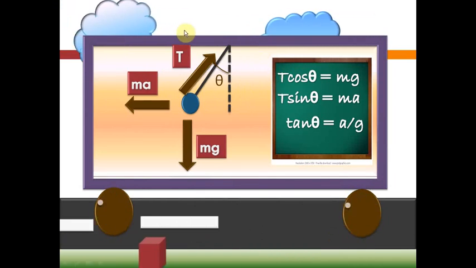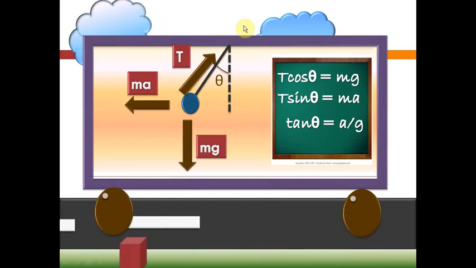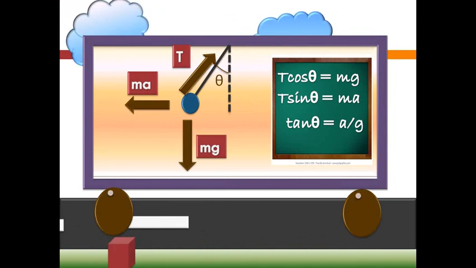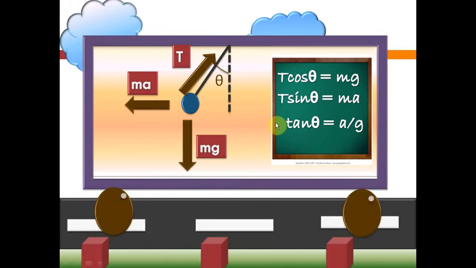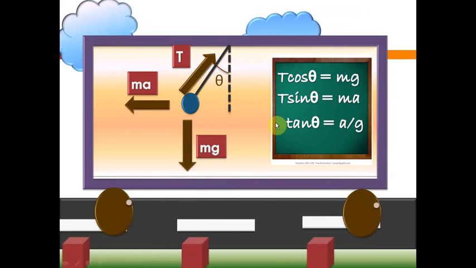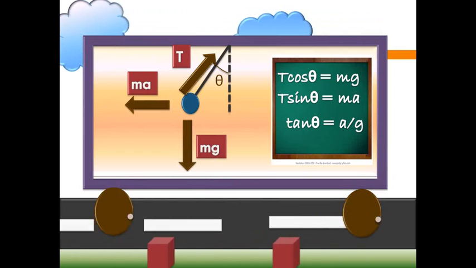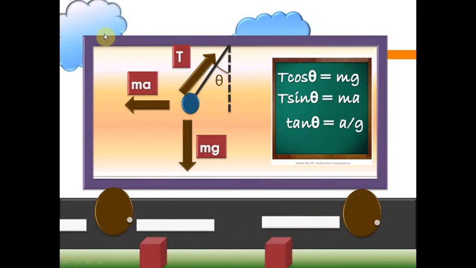Understood? So there you see that this bob is in equilibrium in the frame of the trolley, and the angle which it makes with the vertical is a by g, where a is the acceleration of the trolley and g is the acceleration due to gravity. Understood? So this is the concept of pseudo force.